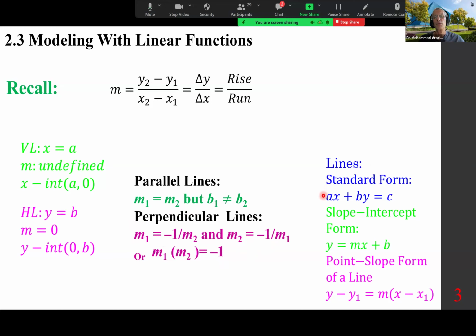Lines have three formats. Standard form, Ax plus By equals C. In other words, x and y are on the same side. If you solve for y, it gives rise to slope-intercept form, y equals mx plus b. And we have the point-slope form of a line, y minus y1 equals m times x minus x sub 1. So those are the three formats, reminding you of that.